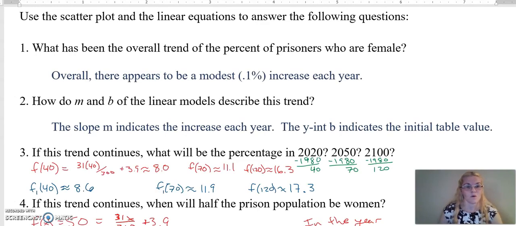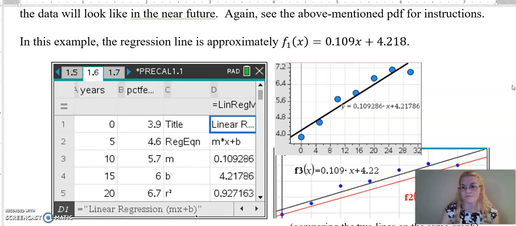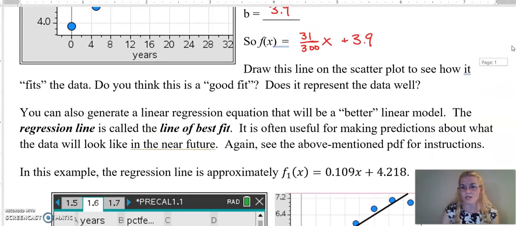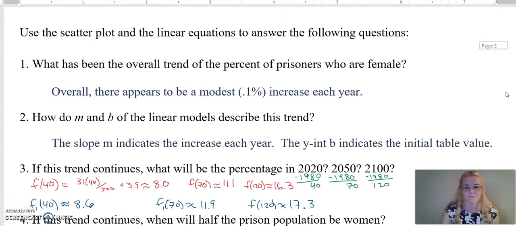So what has been the overall trend of the percent of prisoners who are female? Well, overall, there appears to be a modest 0.1% increase each year. And where did that 0.1 come from? That was our slope, right? That was the slope of both of them, because 31 over 300 is approximately 0.103, but about 0.1, right?